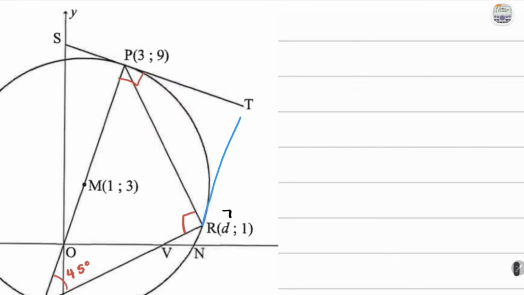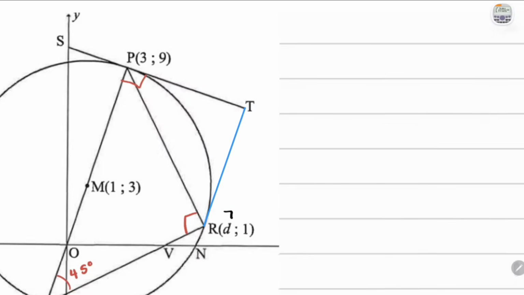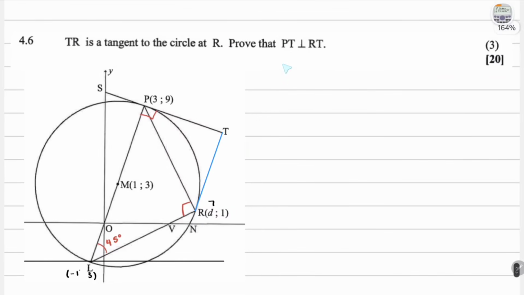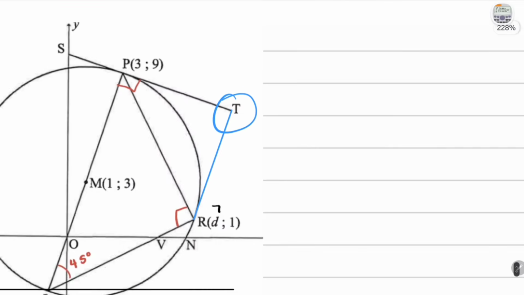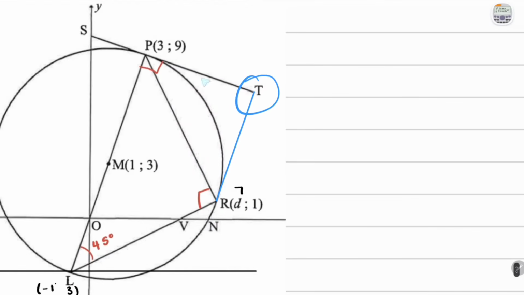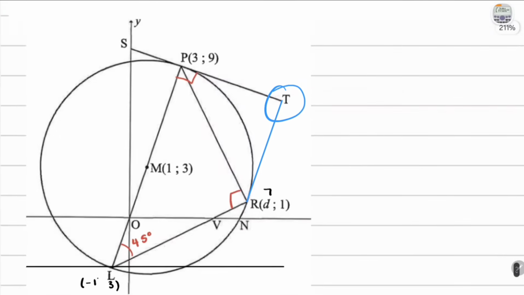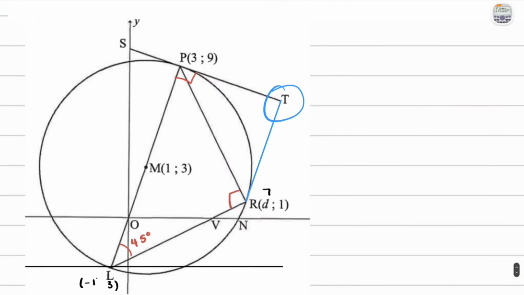So we can use all tangent properties on that. TR is a tangent to R, and we need to prove that PT is perpendicular to RT. Okay, so that over there. Let's look at this. How do we prove that these are perpendicular? We can look at it in different ways. You can do it with shapes, like spotting a shape that would have a 90-degree angle here as well.